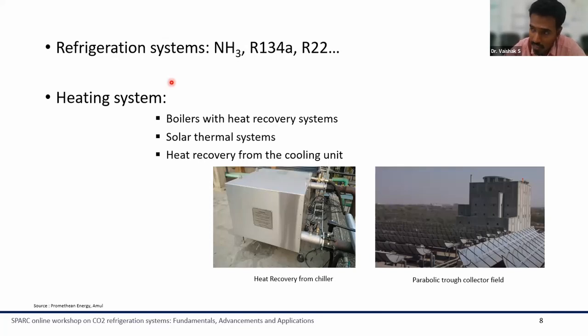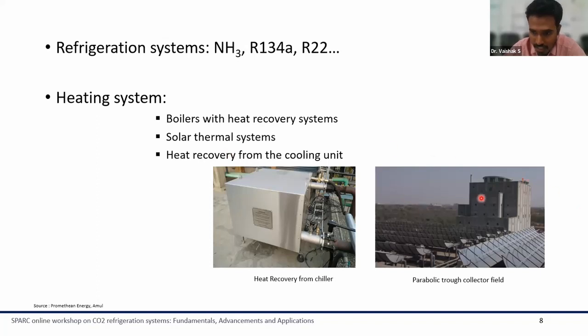And coming to the heating system, generally the heating requirement of the dairy industry is met by a boiler with heat recovery systems. As a step for promoting renewable energy, many industries are now adopting solar thermal systems also. In addition, there are other heat recovery units used in the dairy industry. One is the common heat recovery unit from the cooling unit. And if there are large air compressors in the dairy industry, heat recovery from the air compressors is also being practiced.